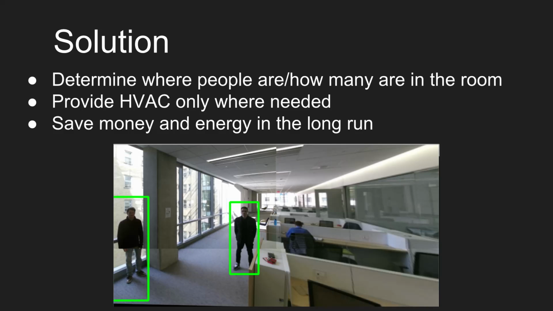Our solution to this is DCC, where we aim to determine where and how many people are in a room using a system, and using that information, we provide HVAC only where needed. Additionally, we can control temperature automatically by continuously scanning a room to find how many people are in there. We can save money and energy in the long run using this solution. Now, I'll let Dan get into how the system actually works and what it is.